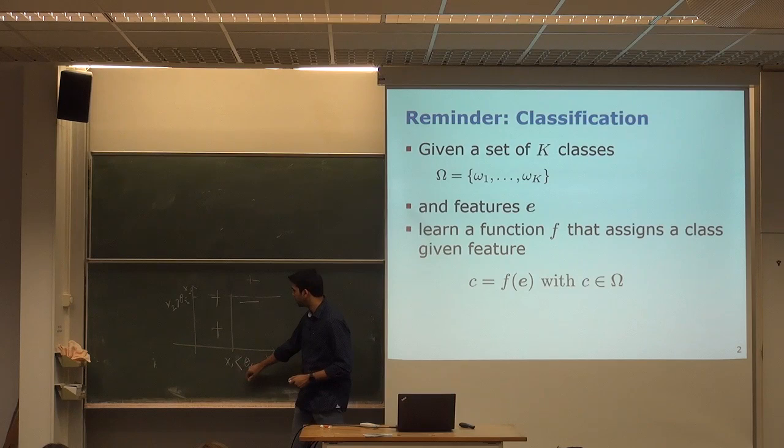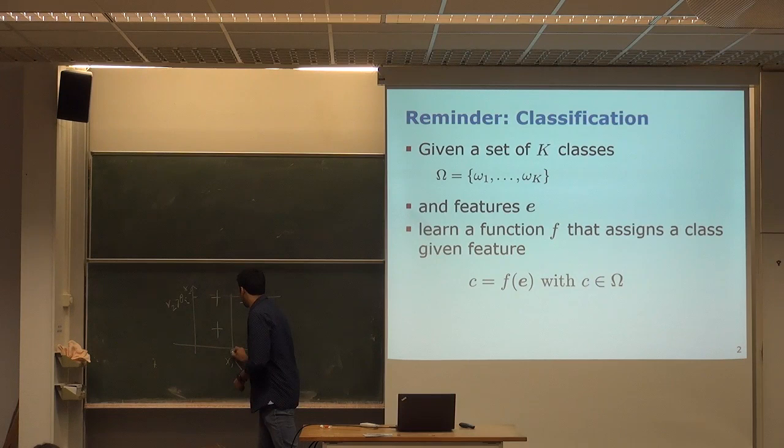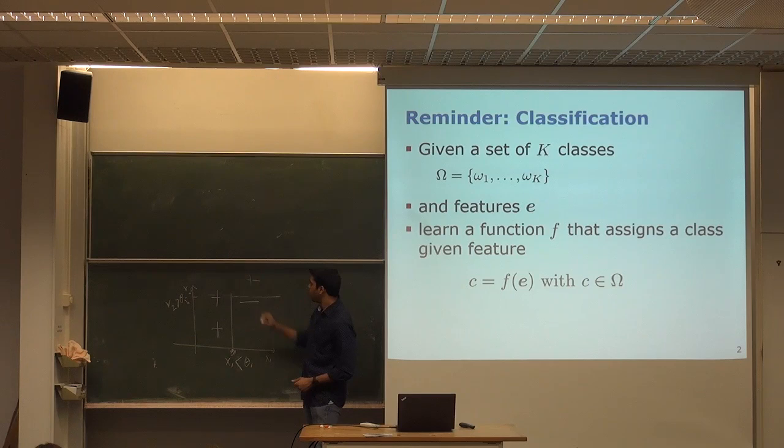So the first condition, for example, could be: is x1 less than some threshold theta 1? So this is theta 1 here, right? Then we say that it's a positive sample. This is true, but also there are some positive samples on the right side of this theta 1.